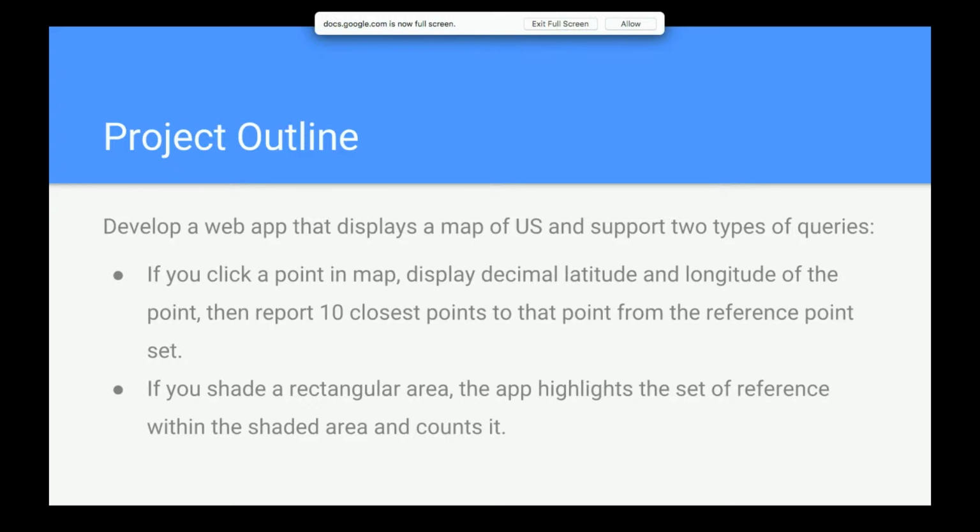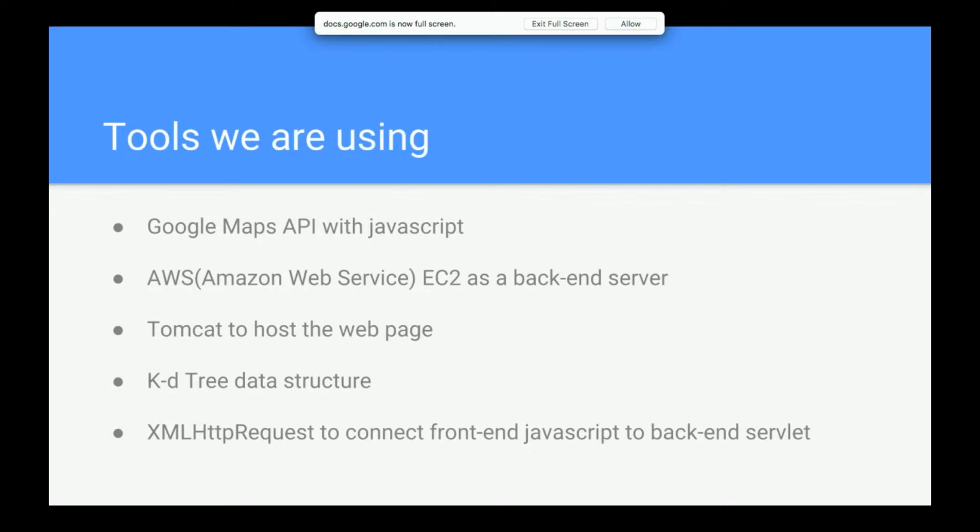Second, if you draw a rectangular area on the map, it will show all the points contained in the dataset within the shaded area. For the tools, we basically use the Google Maps JavaScript API to build the front end, Amazon Web Services EC2 with Tomcat to run the code, and XML HTTP requests to connect the front-end JavaScript code and the back-end Java code.